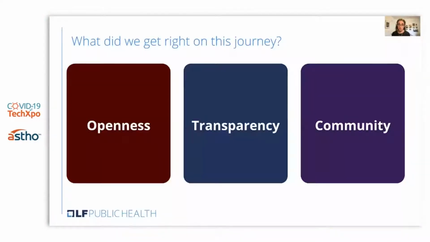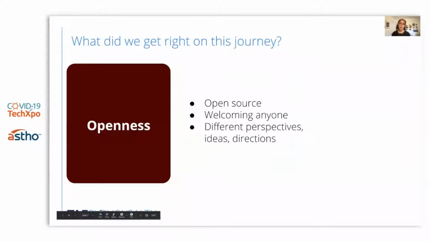So there are a couple of lessons that I think we learned from this, right? What are some of the things that we got right? Our values of openness, transparency, and community. So openness, meaning that we had as many things be open source as possible: documentation, the code, all of these things. We welcomed anyone and everyone, whether they were marketers, technologists, ethicists, researchers. Every single perspective was welcome, and this was because we also valued being open to different perspectives, ideas, and directions.